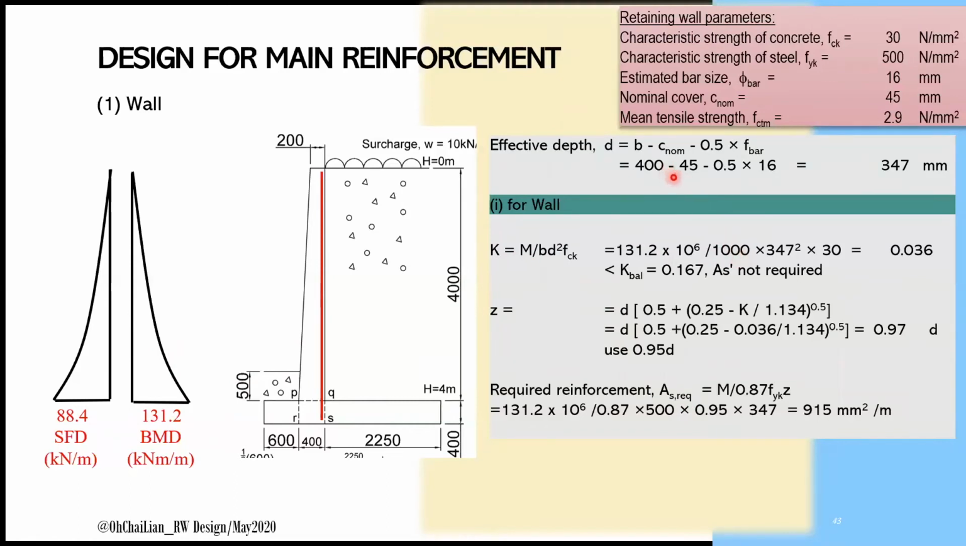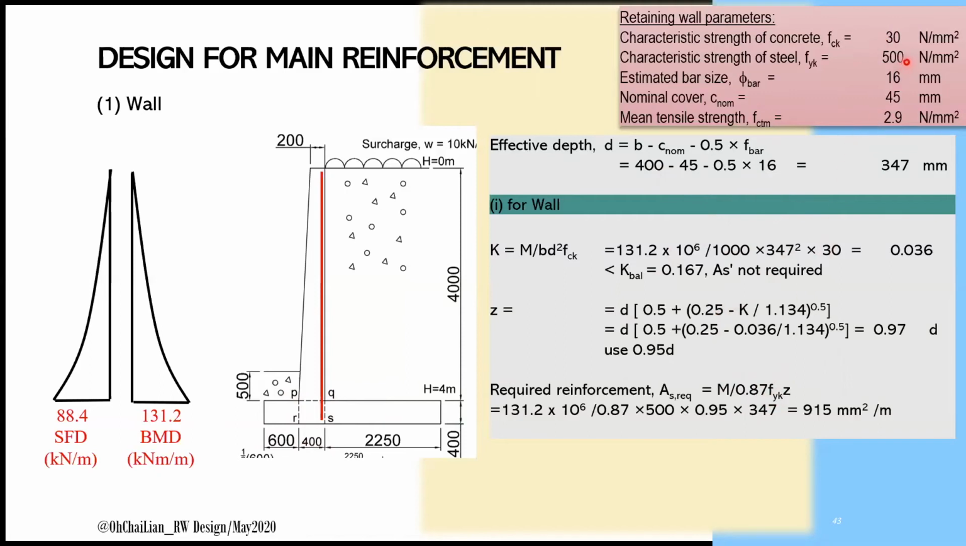The effective depth is calculated based on the thickness of the face PQ, PR, and QS. And characteristic strength of concrete, FCK, is 30 megapascal. Equation Z requires information of K, AS requires information of Z, and FYK is characteristic strength of steel, 500 megapascal.